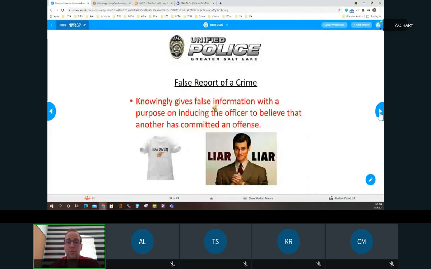Okay, a false reporting of a crime. So I like the liar, liar shirt there. Somebody said harboring a fugitive, correct. Okay, knowingly giving false information for the purpose of inducing the officer to believe that another person committed an offense.